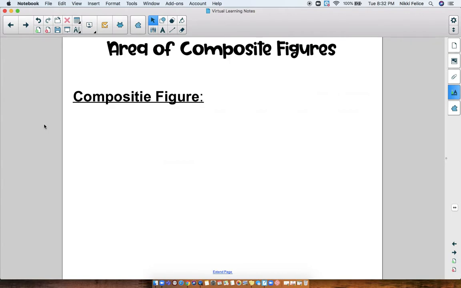Hey guys! Today we're going to learn how to find the area of composite figures. Please take out your notebook because we're going to copy down some definitions and you guys are going to be copying down these examples. So first of all, a composite figure.